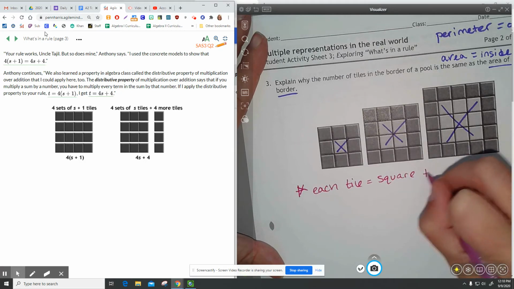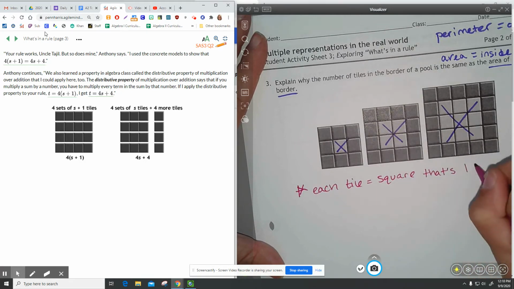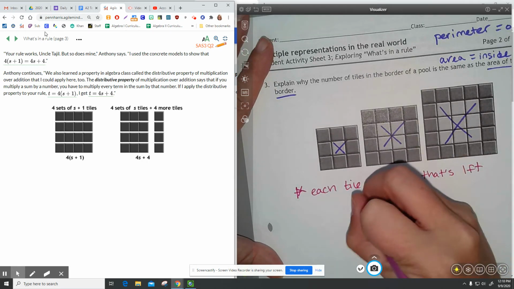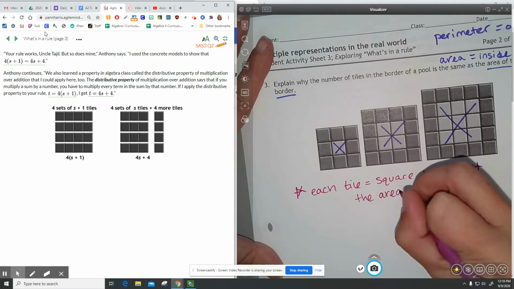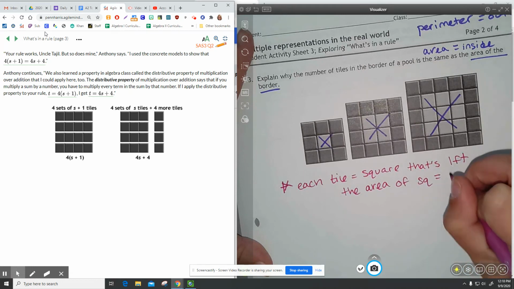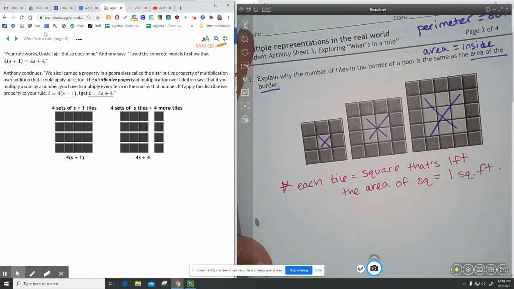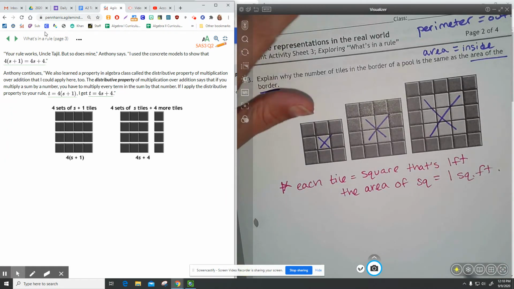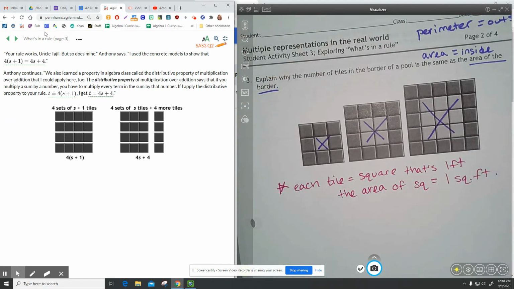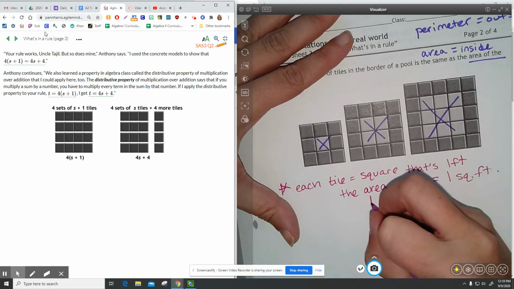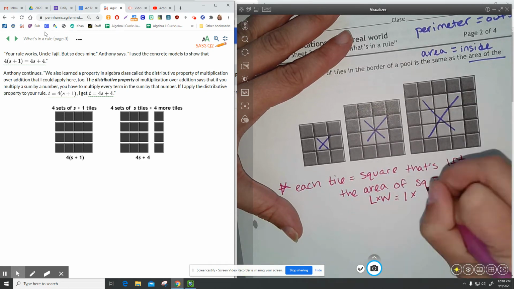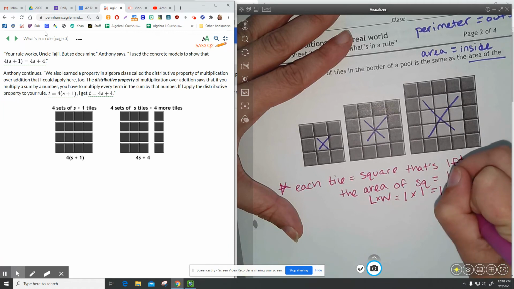That's 1 foot. Meaning the area of a square equals 1 square foot. Okay, so again, the length of the side is the same as the area, because 1 by 1, 1 times 1 is 1 area. Length times width means 1 foot times 1 foot, which equals 1 square foot.